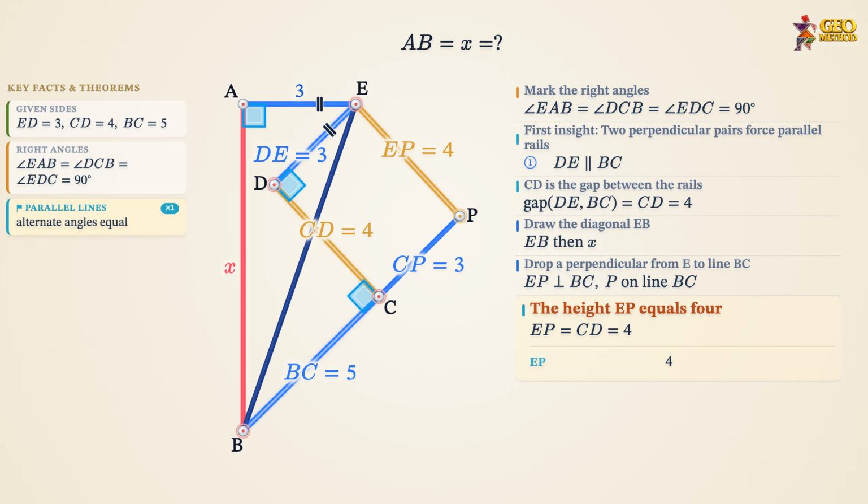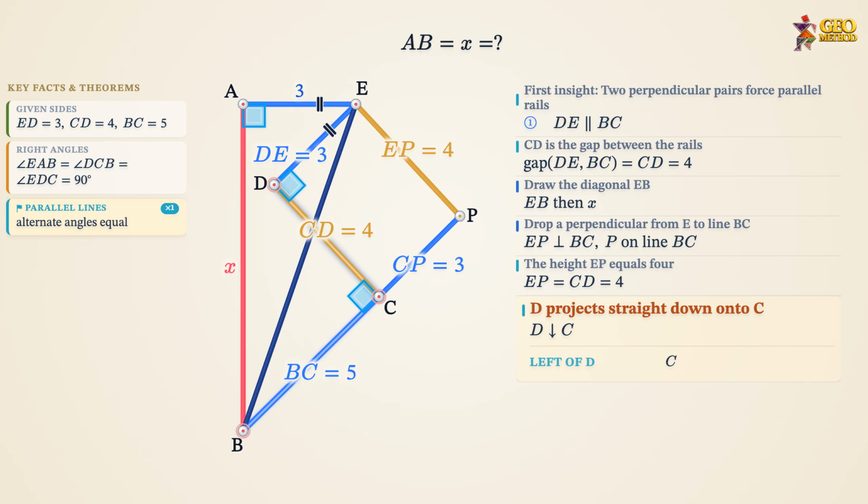Because segment DE runs parallel to segment BC, every point of segment DE sits the same distance to the right of that base, and that distance is exactly the connector segment CD, which is 4. So the horizontal leg segment EP equals 4.